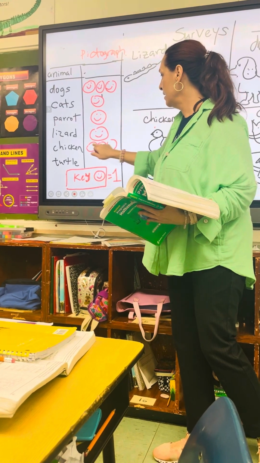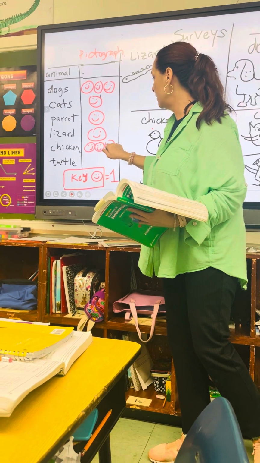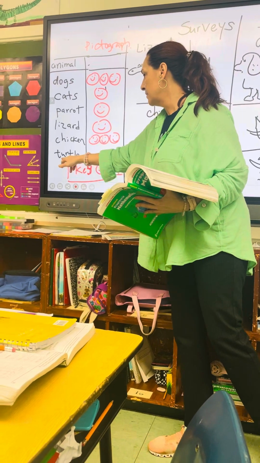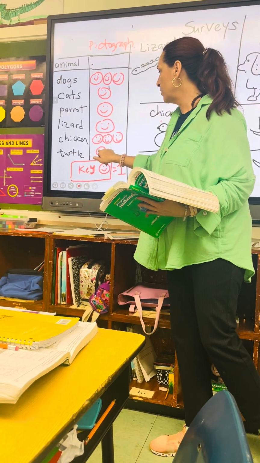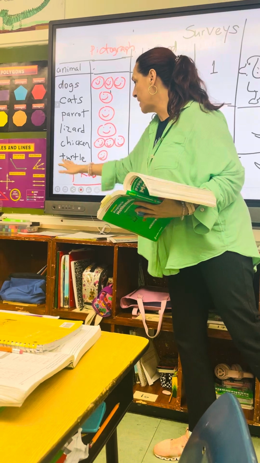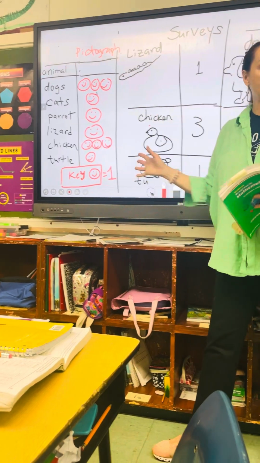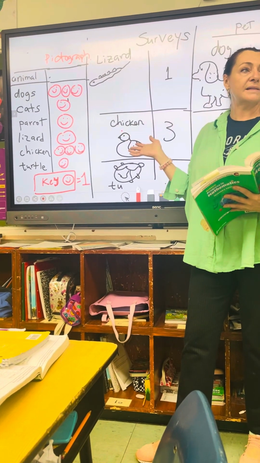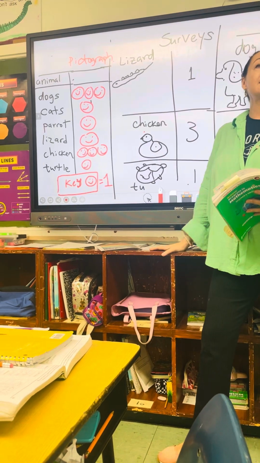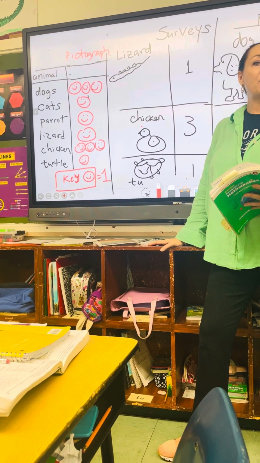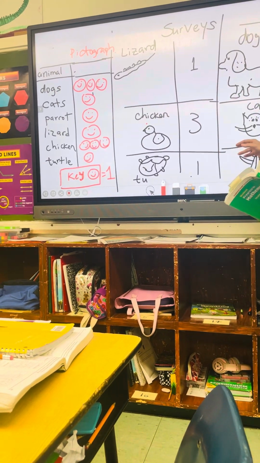3. And how about if I don't have any pets? For example, if you have no pets, then you're not going to represent anything, or you're going to put 0. Make sense? Okay?